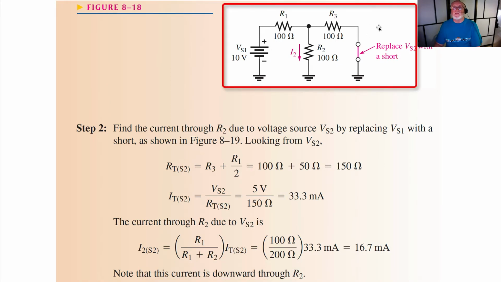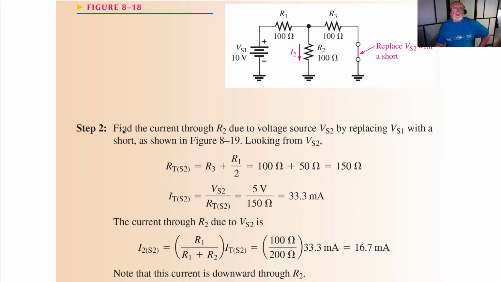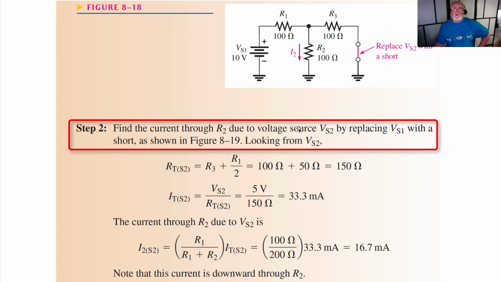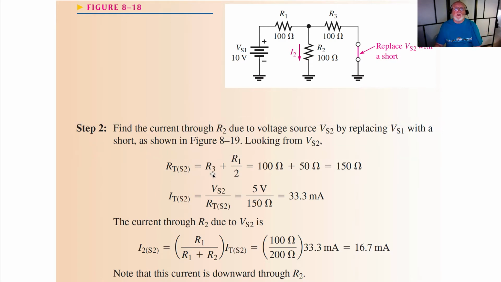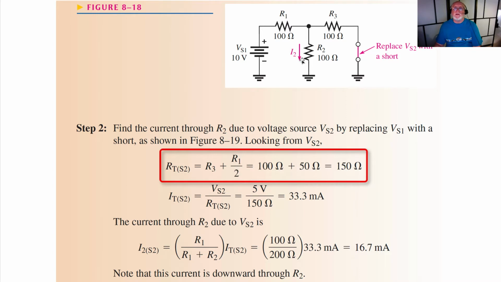So there's the representation of the circuit that we just talked about. We replaced the source with the short, and we calculated for R2. Now step 2 says find the current through R2 with voltage source 2, replacing voltage source 1 with a short. So our total for source 2 is equal to R3 plus R1 divided by 2. Again, they've made this real convenient because all three of those resistors are the same. Now this is shorted out, which puts R1 and R2 in parallel. So again, 100 plus 50 ohms gives us 150.